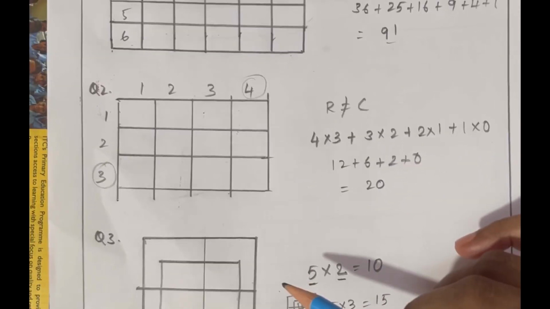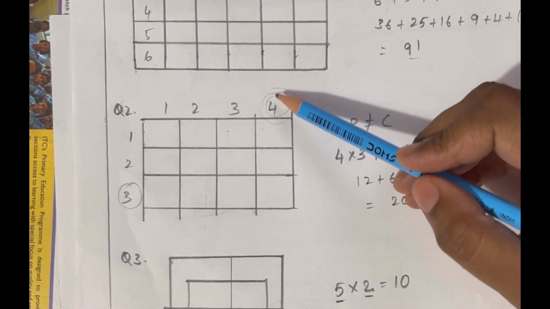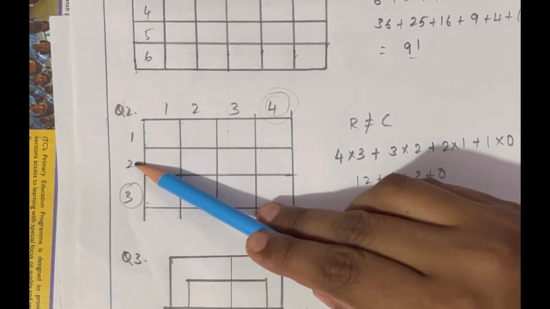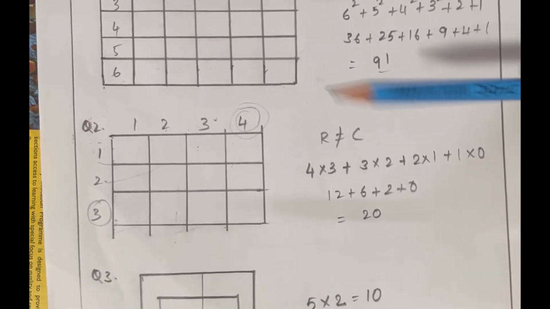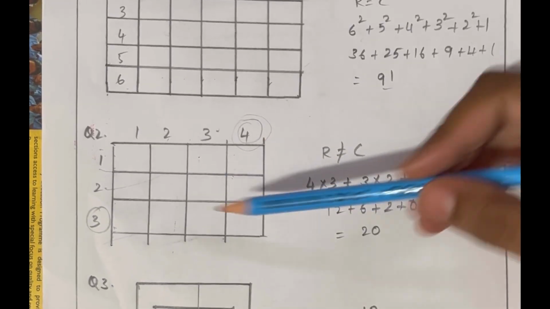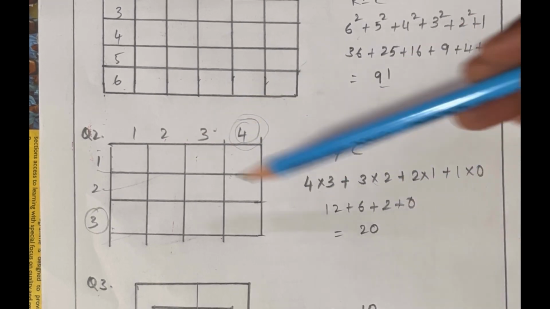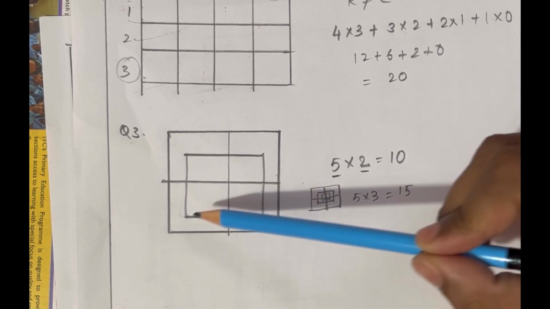And for the other question, in this case we have to multiply the highest number of rows and columns, that is 4 into 3, next 3 into 2, next 2 into 1, 1 into 0. We'll get 4 into 3 as 12, 3 into 2 as 6, 2 into 1 as 2, plus 1 into 0, that is 20. In this case only one square is embedded in this figure.